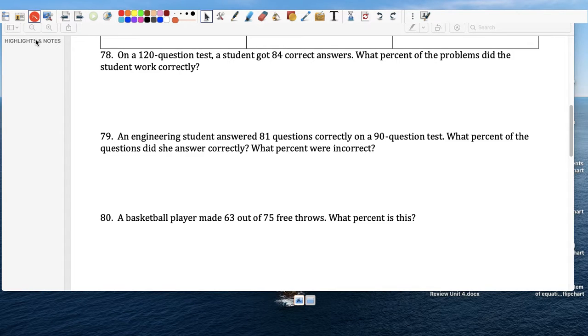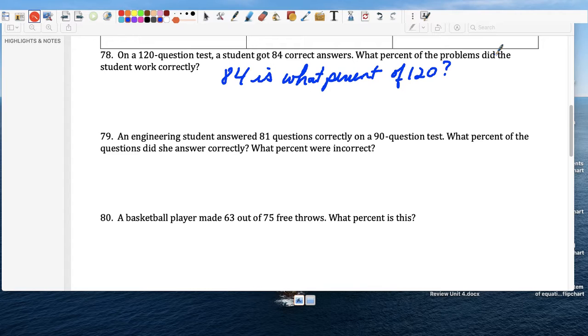So let's work on rephrasing some of these questions. On the 120 question test, a student got 84 correct. So what percent is that? Let's see if we can rephrase it. One of the ways you can rephrase it says, 84 is what percent of 120? Okay, 84 is what percent of 120?